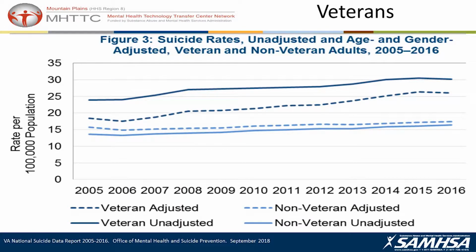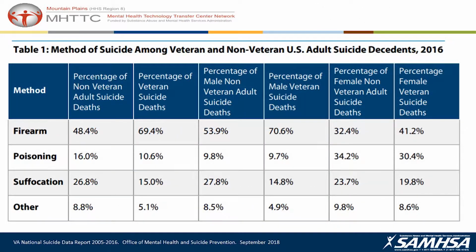And then for veterans, which is one of the groups that are going to be talked about on the panel. If you look at the upper line, that's the veterans, and the lower line is non-veteran ages. So veterans in general have a much higher risk as well. If we go to the next slide, we'll look at how those individuals actually die by suicide.